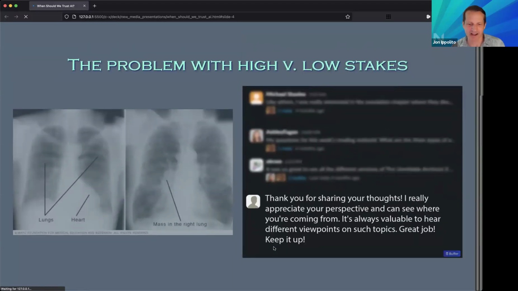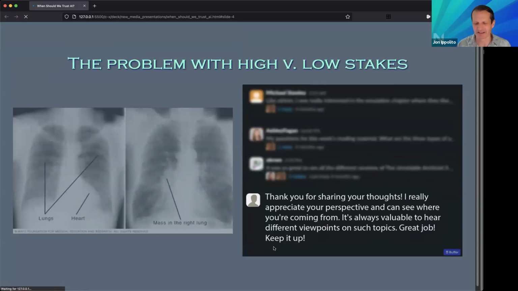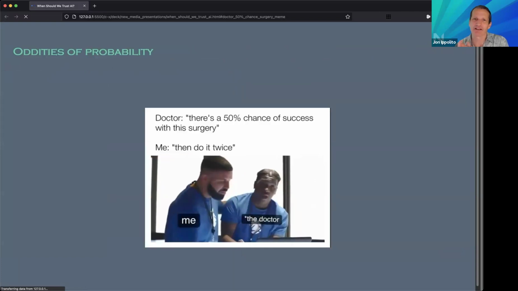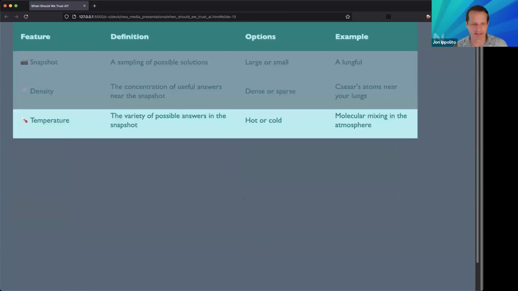And that's why I think that the high stake versus low stake example isn't really the right way to think about it. Well, if that's not how we determine when to use AI or not, what is? Well, in order to understand that, I think we have to understand some oddities of probability.